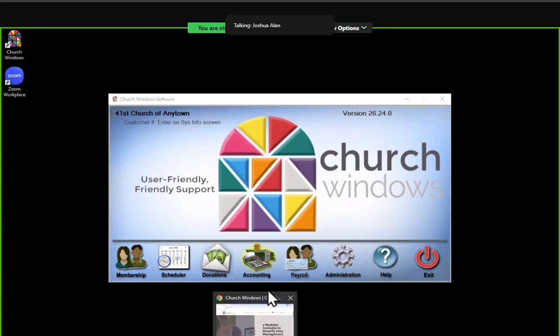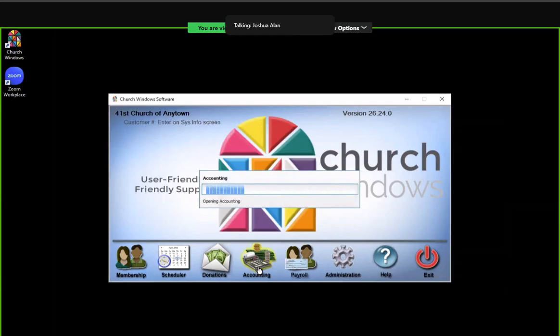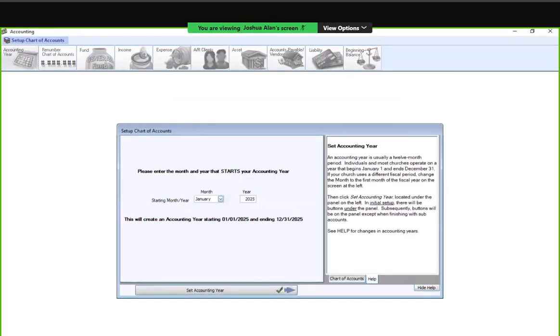Basically, what we're talking about is when you install Church Windows and open accounting for the very first time, like we are today, we're basically assuming we're starting from scratch. It opens up to our setup chart of accounts window. This is our setup chart of accounts screen. We call it the chart of accounts wizard. But basically, it is the window that allows you to set up and construct your chart of accounts.